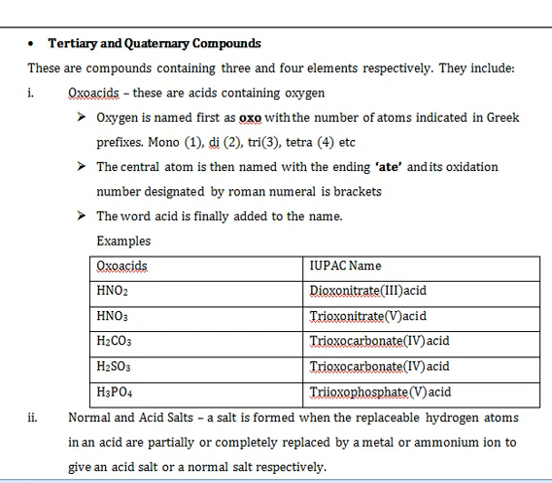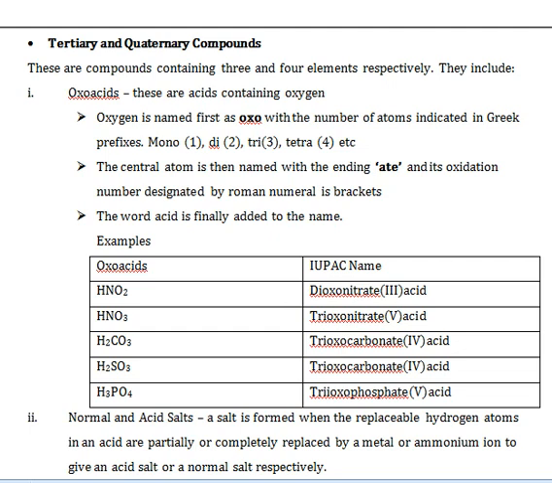Now, when we want to name an oxo acid, the first thing you do is name the oxygen first, but the oxygen is preceded by the number of its atoms. So the number of oxygen atoms comes first, followed by oxygen named as oxo. Now, the Greek prefixes are used in numbering here: mono for one, di for two, tri for three, tetra for four, and so on. So in cases like this, we name oxygen first as oxo.